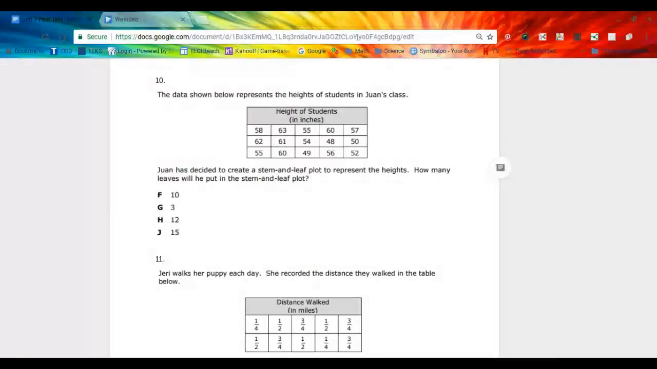Number 10. The data shown below represents the heights of students in Juan's class. Juan has decided to create a stem and leaf plot to represent the heights. How many leaves will he put in the stem and leaf plot?